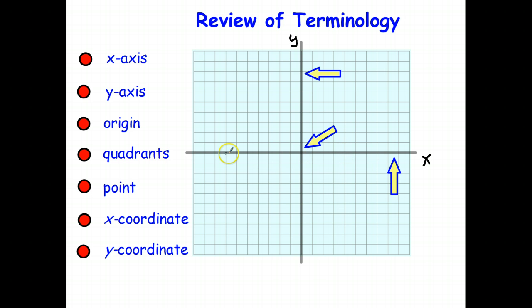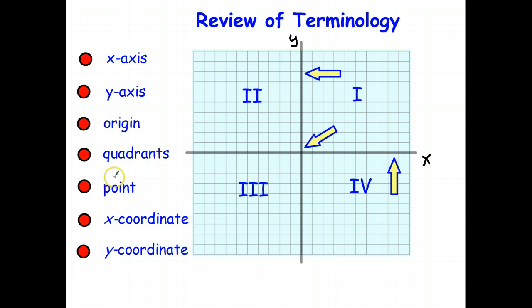Notice that these two lines divide the number plane into four parts, and those are called quadrants. So quadrant number one is on the upper right, and then we go counterclockwise around the origin. So there's quadrant 2, quadrant 3, and quadrant 4. And for some reason we use Roman numerals to identify the quadrants.